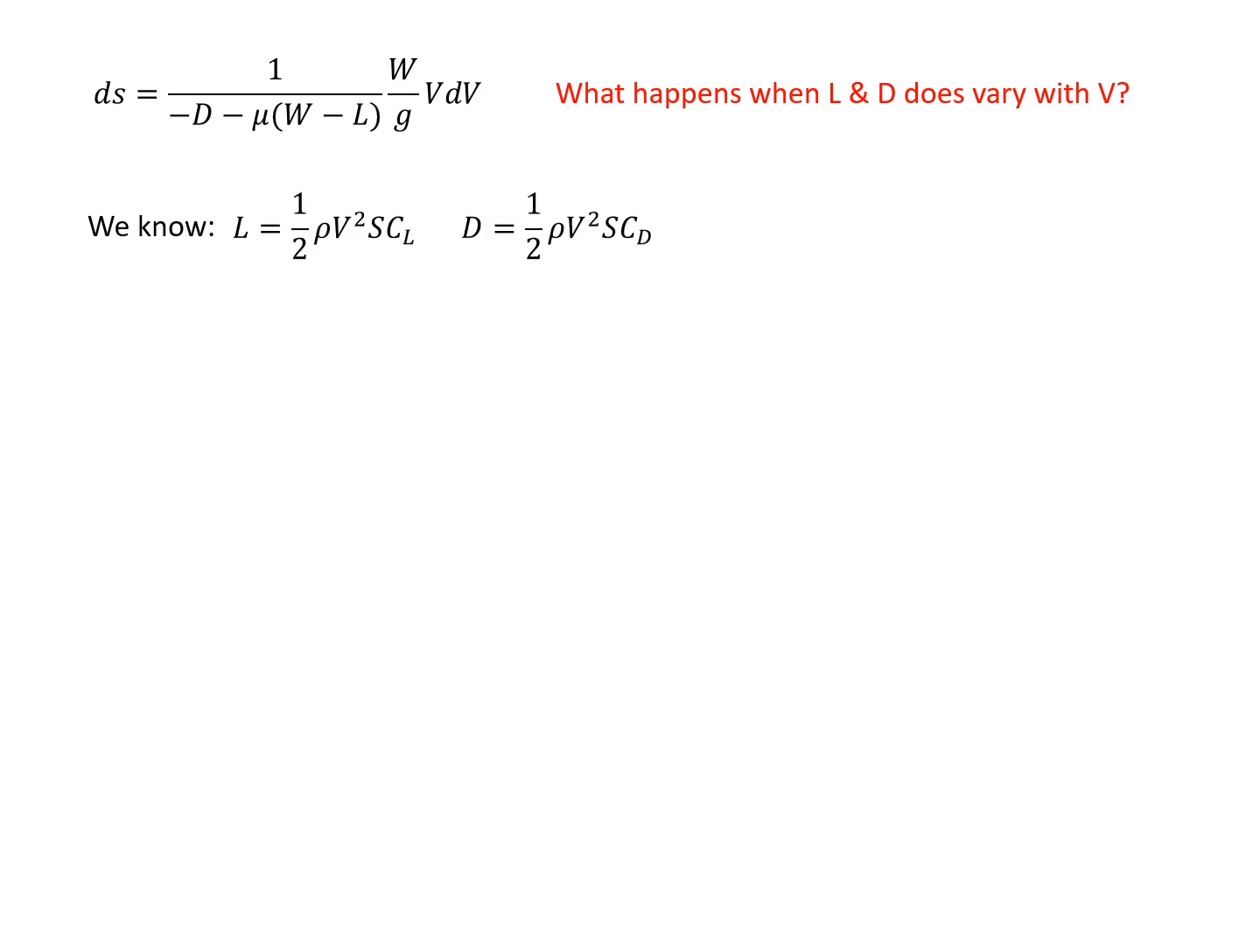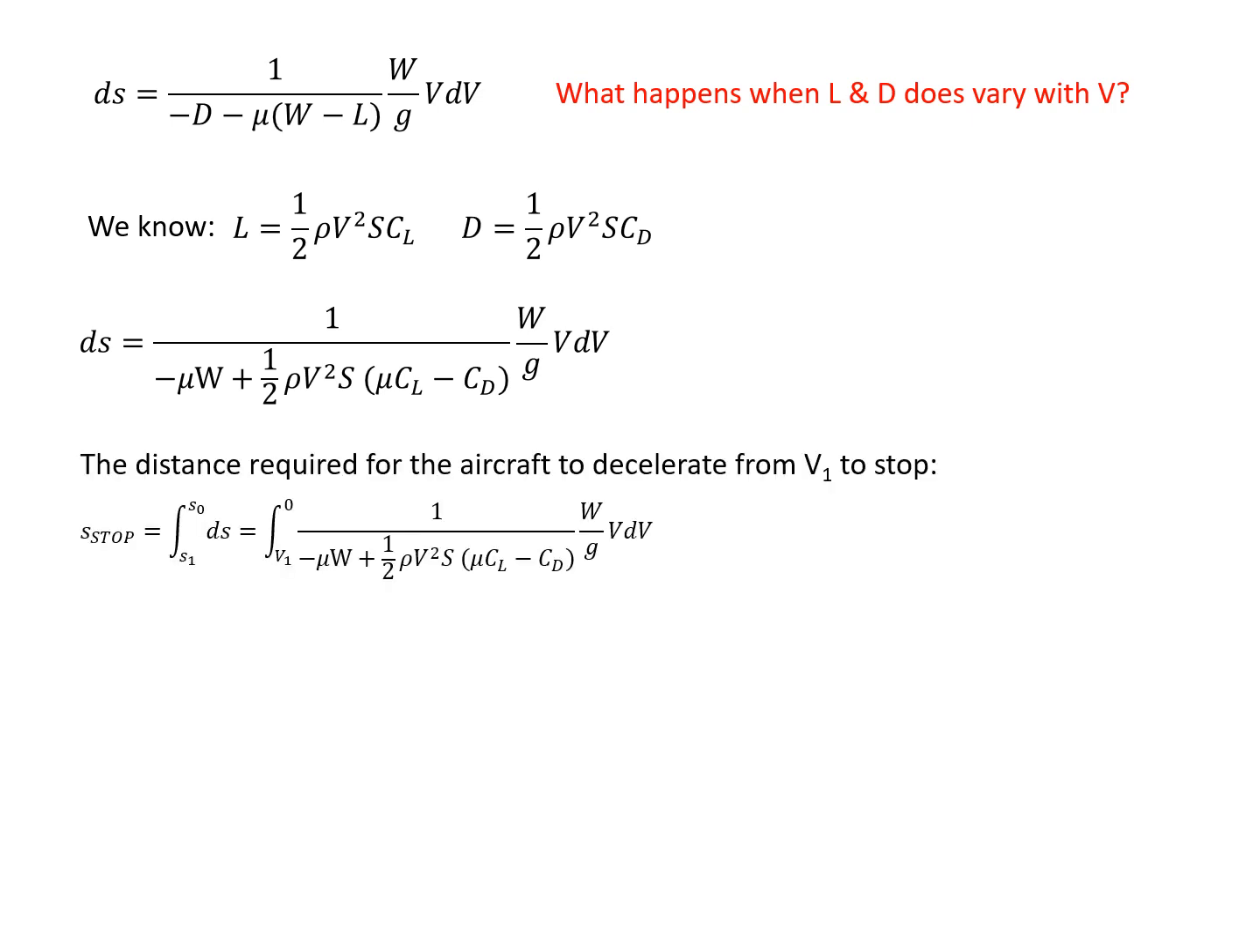We know L, the lift, equals half rho v squared times S times CL, and the same for drag. They all change with V. Now their relation with V is here, and what we do is replace L and D in the ds equation. Then we have this big equation, ds equals something times dv, and in the coefficient, we have v everywhere, basically. So the distance required for the aircraft to decelerate from V1 to stop, which is V0, is given by this integration.